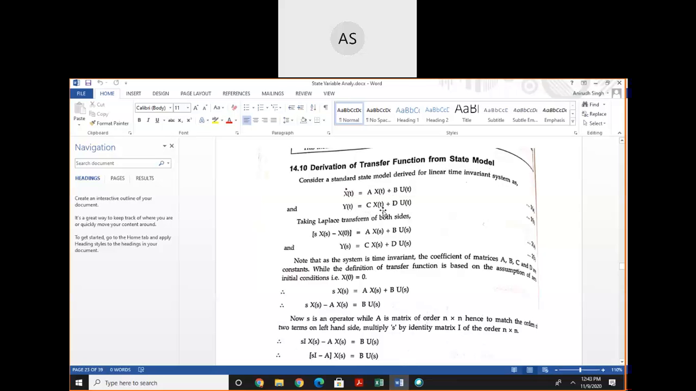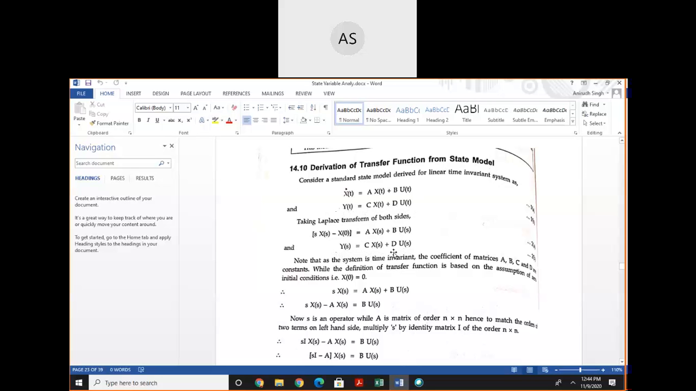Y is equal to C x of t plus D u of t. Y is the output, and this equation is known as the output equation. Taking the Laplace transform of both sides of the first equation, we get s X of s minus x of 0 is equal to A X of s plus B U of s. Similarly, taking the Laplace transform of the second equation, we get Y of s is equal to C X of s plus D U of s.